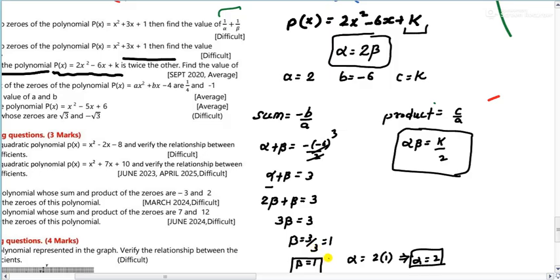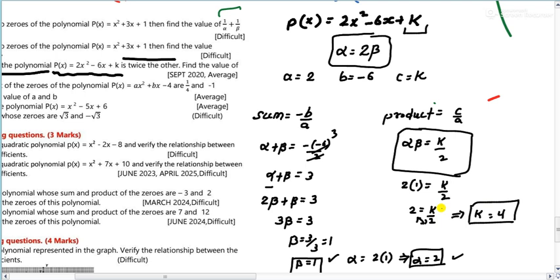So we have the values of alpha and beta. Now substitute in this. Here alpha is 2, beta is 1, which is equal to k by 2. So 2 is equal to k by 2. On doing cross multiplication, we'll get the value of k as 2 into 2, which is equal to 4. So the answer is 4. Got it guys?